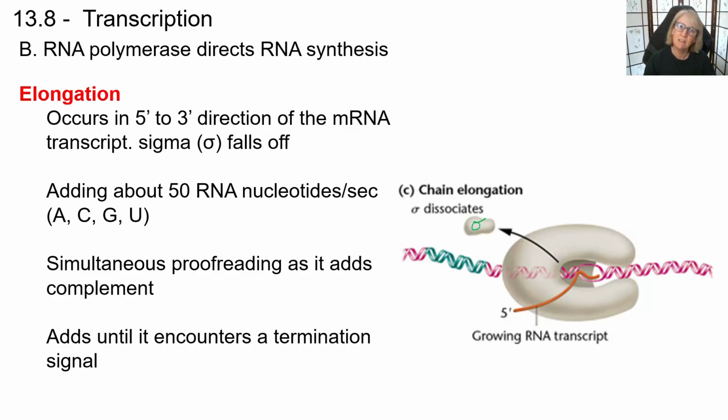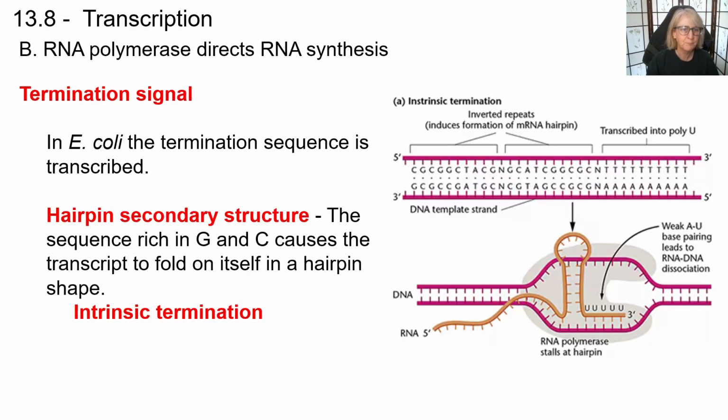It keeps going until it encounters the end sequence, which is a termination sequence. In bacteria, that termination sequence is actually transcribed. It continues to transcribe until it gets to the very end. There are two ways this process ends in bacteria. One of which is the sequence that it reads as it gets to the end of where the gene actually is important. It gets to a series of C's and G's.